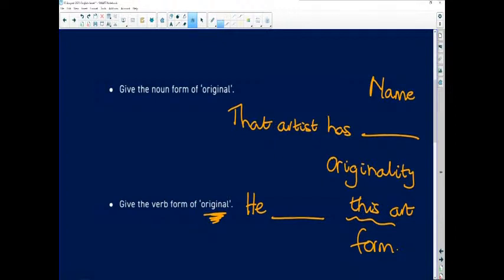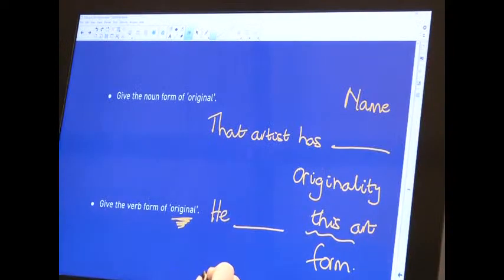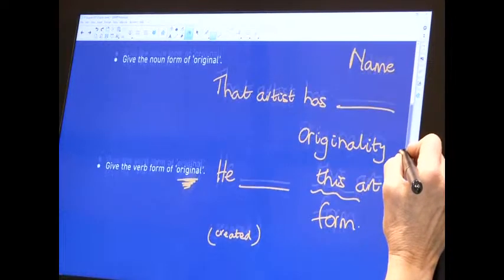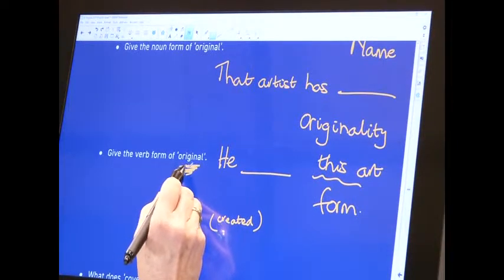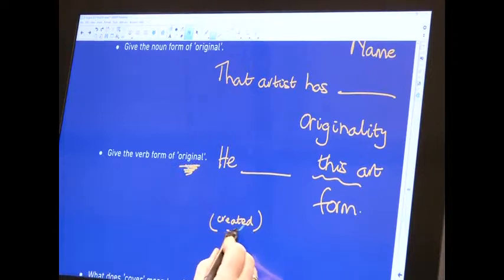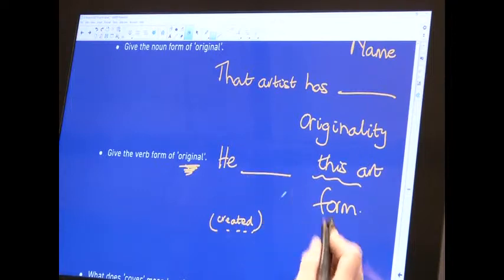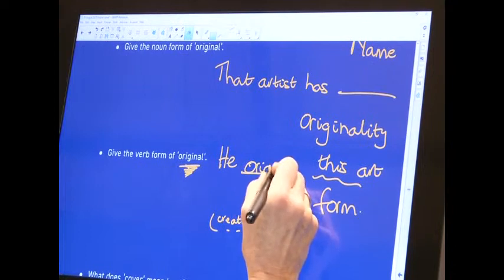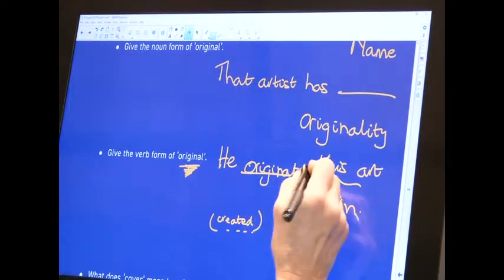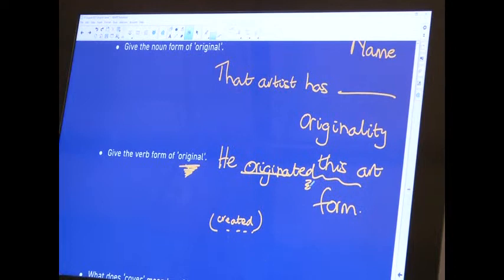And actually saying things like he made or he created, I have seen students do that. They put their own word in. So if I wrote, he created this art form, I don't want to write it too big because it's a perfectly okay sentence. Oh, you can't see it. Hang on. It's an okay sentence, but it's not the verb form from that word, and that's what they're asking you for. But I do see students putting in a verb that makes sense, but isn't this root. So, you originate. Oh, and he originated. That would have to be in the past tense.